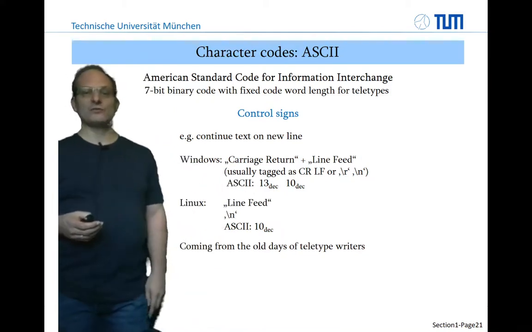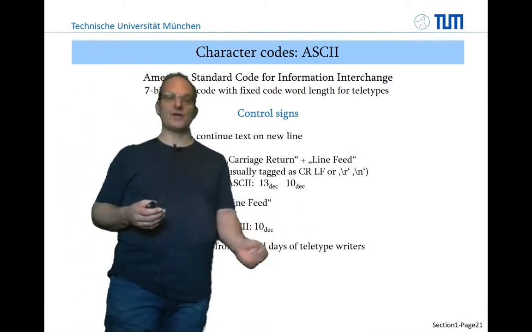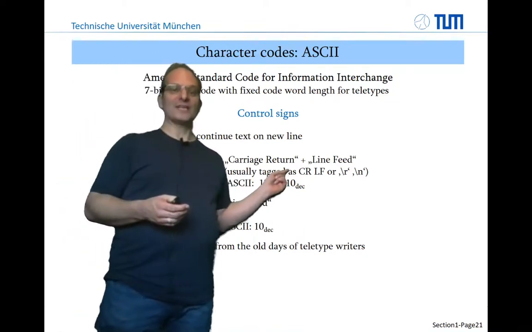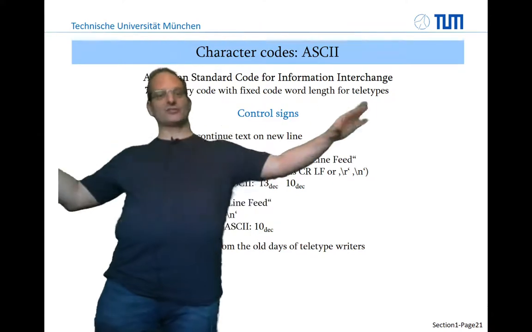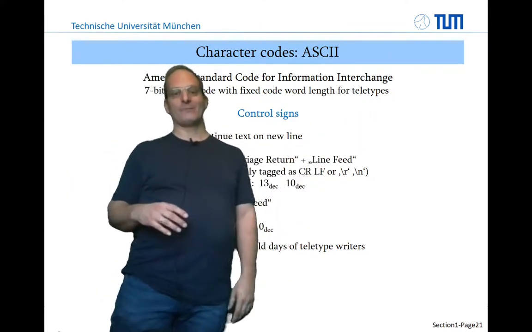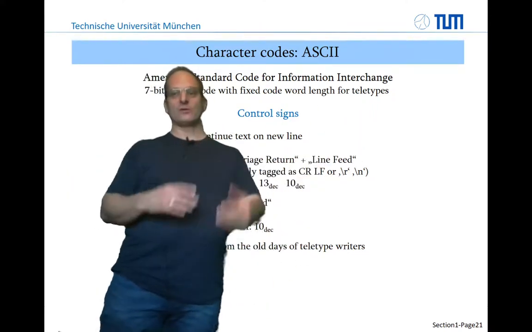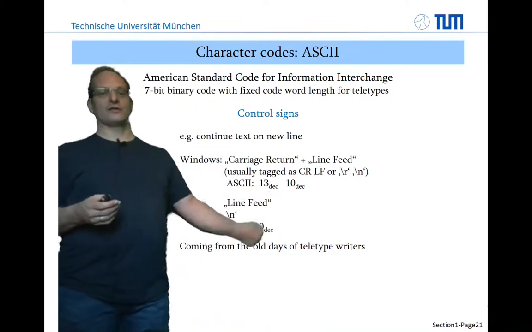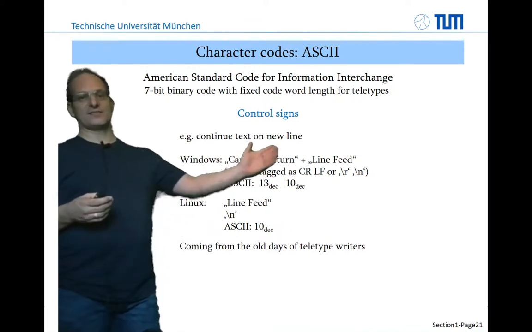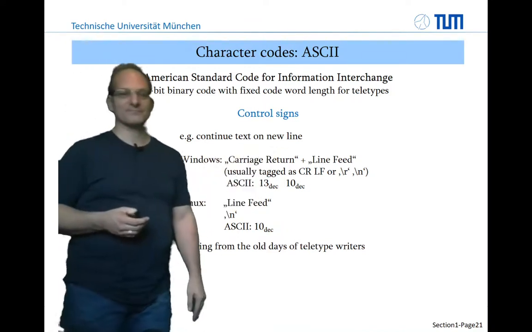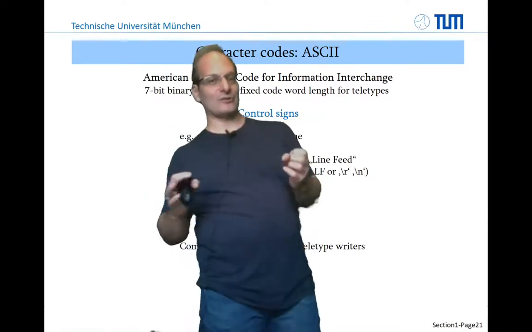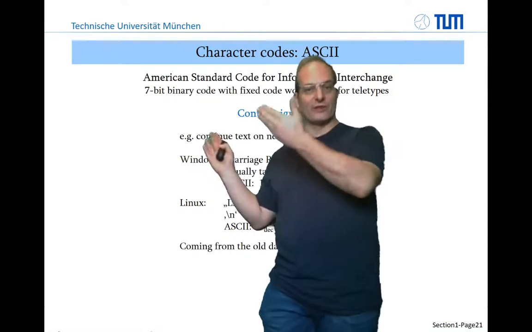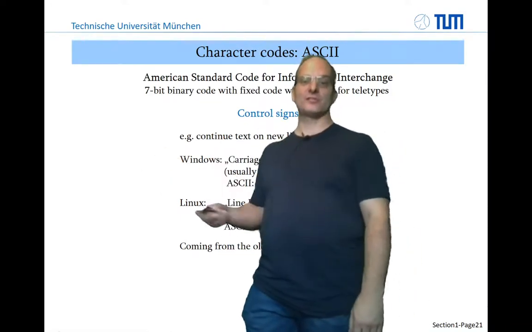So maybe you see sometimes the situation that a Linux text file opened in a Windows text editor will have just one line, because there is no carriage return in this text. So therefore, it's not such an ideal situation, because in different operating systems, you have to deal with different sets or usages of this ASCII table.